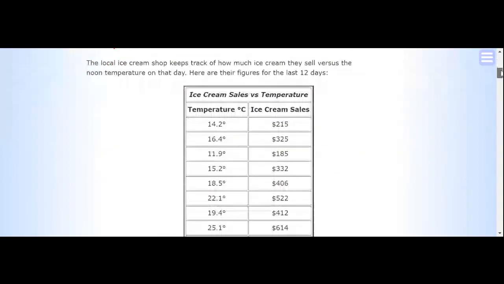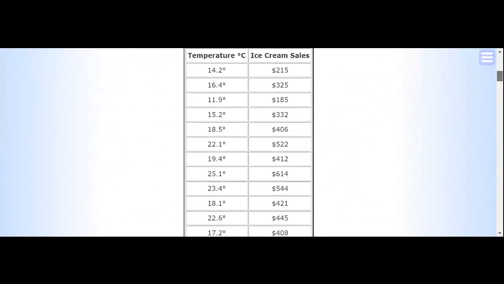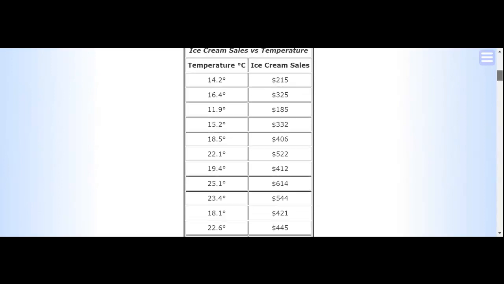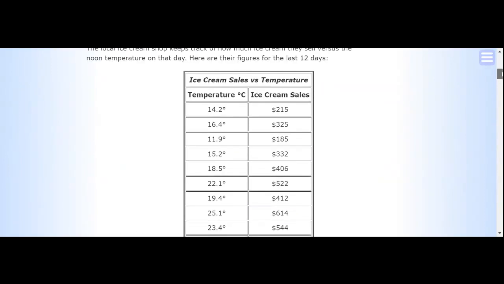So here's an example of ice cream sales versus temperature. And it is in Celsius, so it may be a little bit harder to read, but hopefully we're here to see a pattern, right? My hypothesis would be that as the temperature gets warmer, ice cream sales would increase, right?